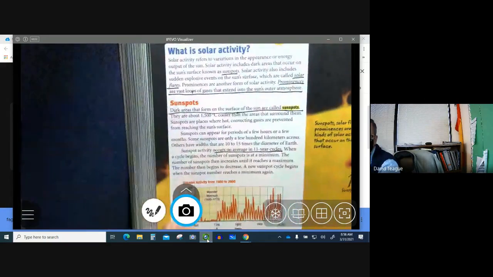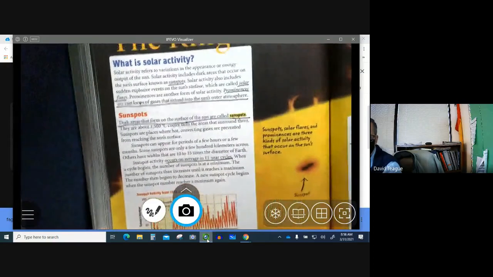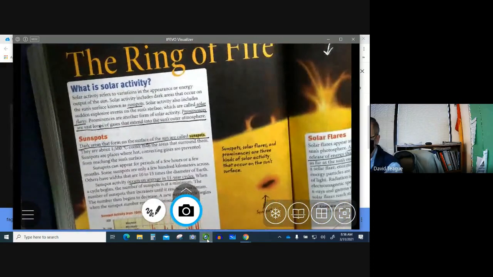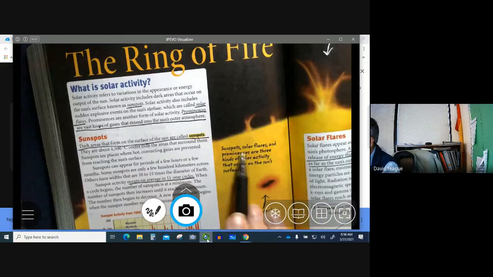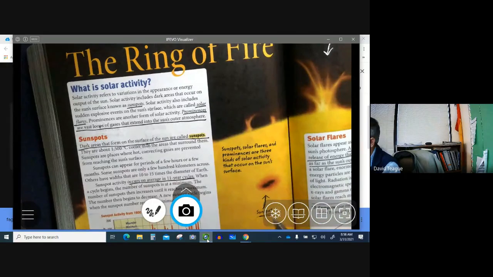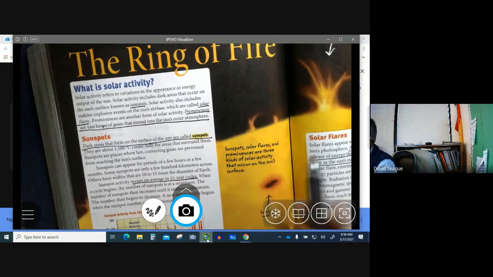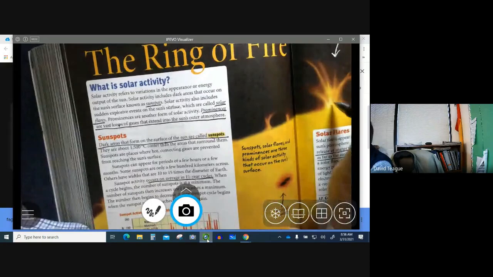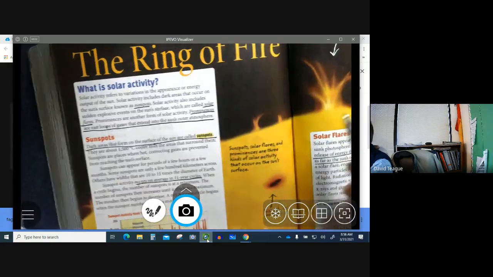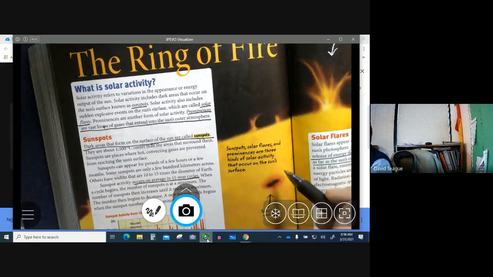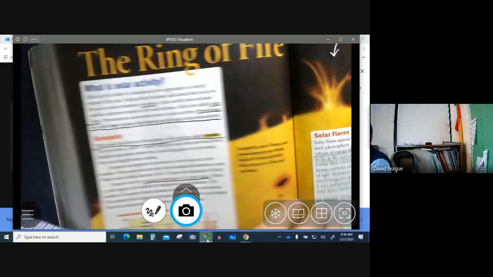Okay, over here to the right, you have another picture. It says sunspots. This is a sunspot. Solar flares. This is a solar flare. It kind of looks like a fountain. And prominences are three kinds of activity that occur on the sun, and this is a prominence.